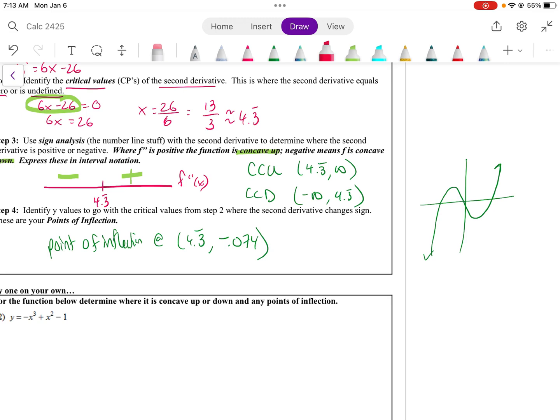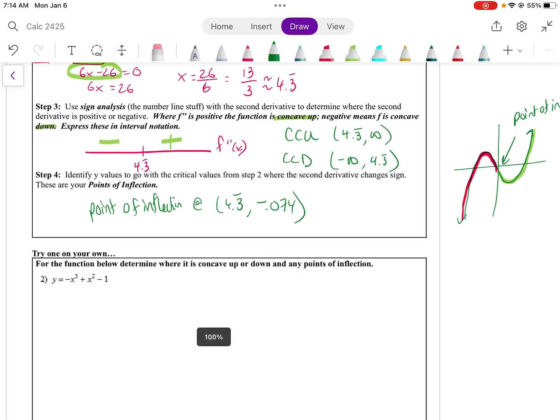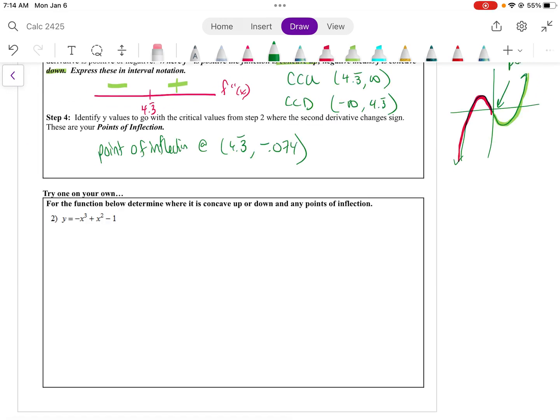We've seen graphs like this where this would be a concave down concavity, and then this would be concave up concavity. And where they meet in the middle right here is what we call the point of inflection. So that's what we're talking about right here when we say that there's a point of inflection.